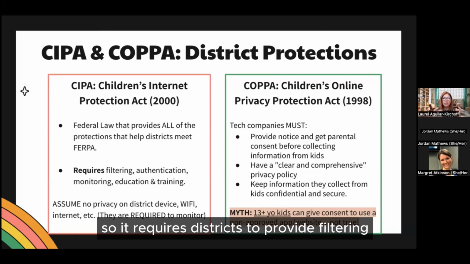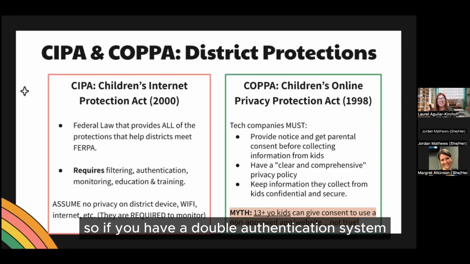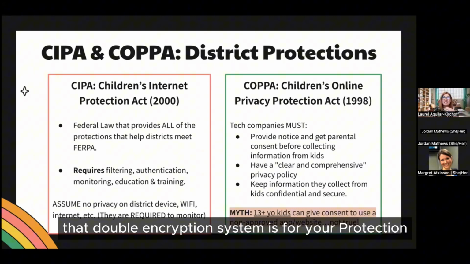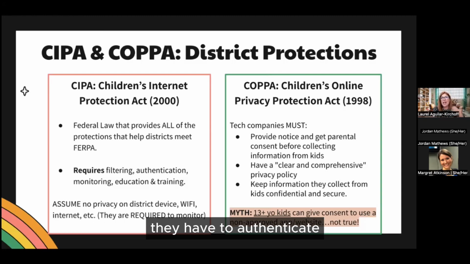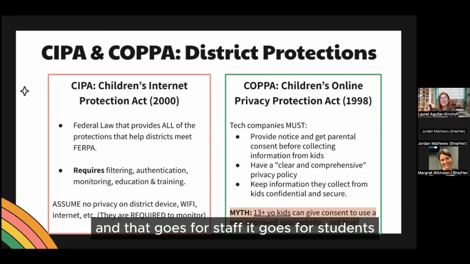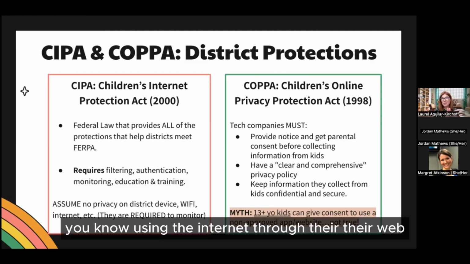So it requires districts to provide filtering. Those firewalls are a federal requirement. They have to provide authentication. So if you have a double authentication system where you have to log in and then you have to log in again, that double authentication system is for your protection. They have to authenticate that the user is actually who they say they are. And that goes for staff, it goes for students, it goes for everyone on campus, right? That's going to be using the internet through their web.